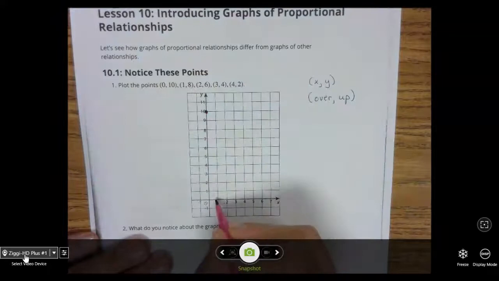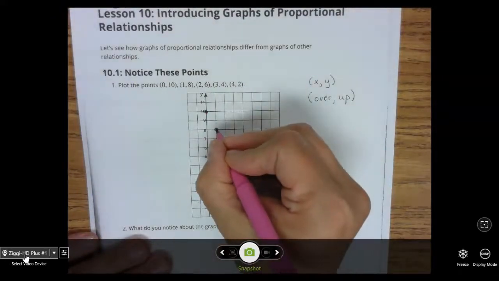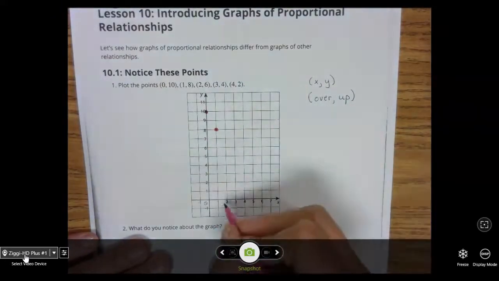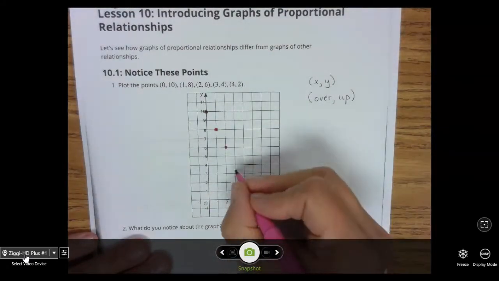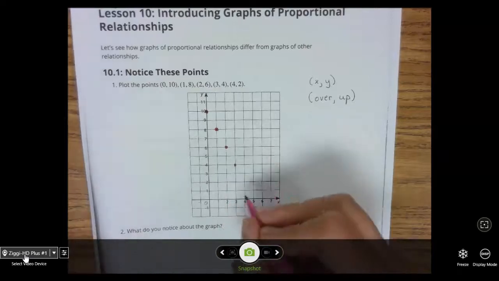And then I'm going to go over 1 and up 8 and put another dot. I'm going to go over 2, up 6, over 3, up 4, and over 4 and up 2.